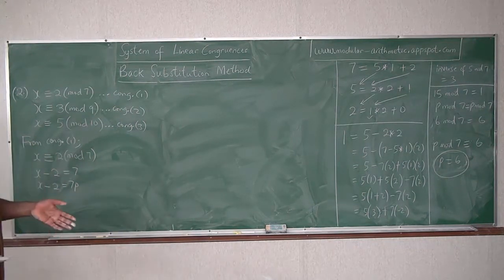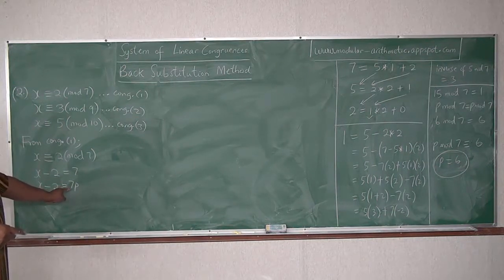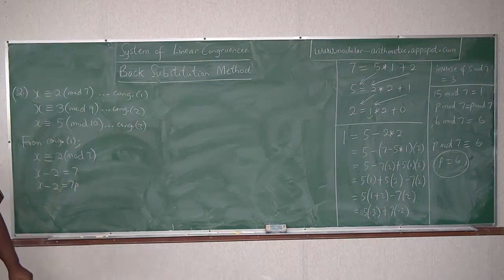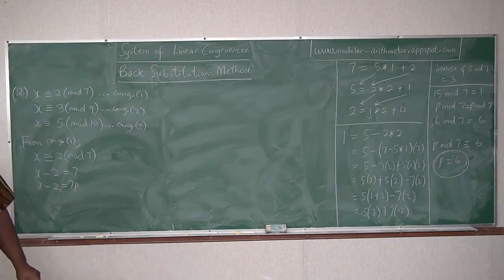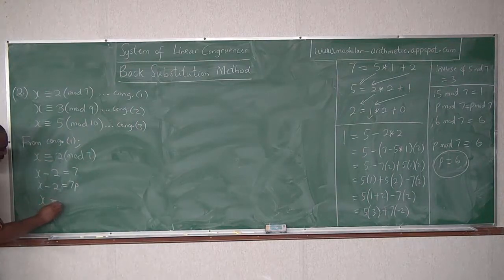As you can see here, when p is 1, it is 7 times 1, 7, plus 2, 9, x will be 9. 9 is congruent to 2 in mod 7. When p is 2, 7 times 2 is 14, plus 2, 16. 16 is congruent to 2 in mod 7, okay? So it's good you do it like this.